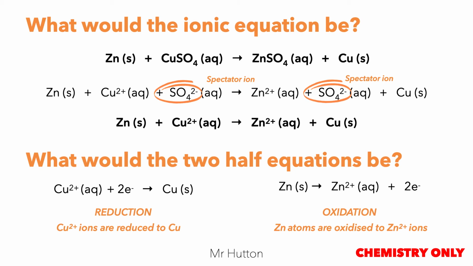Now it's convention to always add electrons. Some of you might be tempted to say zinc minus 2 electrons, but it's convention to always add the electrons, which is why they've been added onto the side where the zinc ion is, to show that it's lost those.